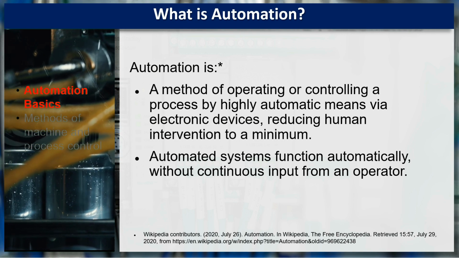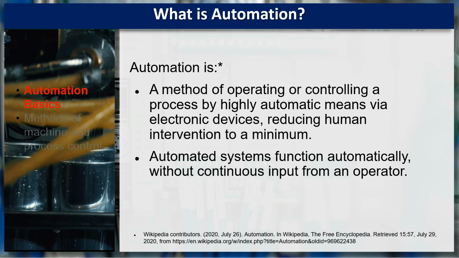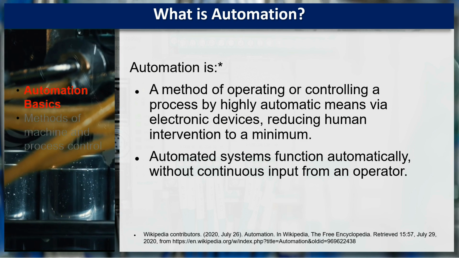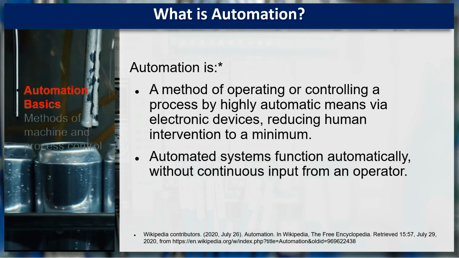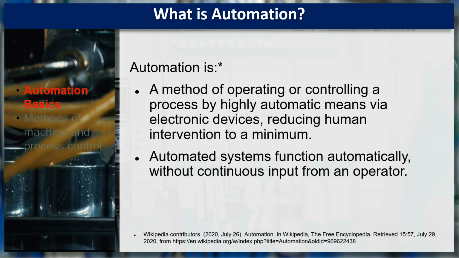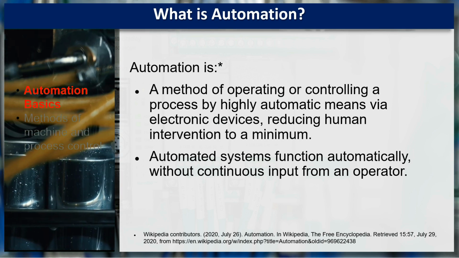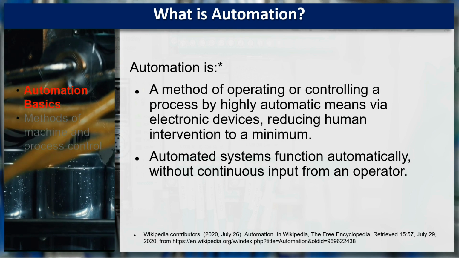Let's begin by defining what we mean by automation. Automation is a method of operating or controlling a process by highly automatic means via electronic devices, thereby reducing human intervention to a minimum. Automated systems function automatically without continuous input from an operator.